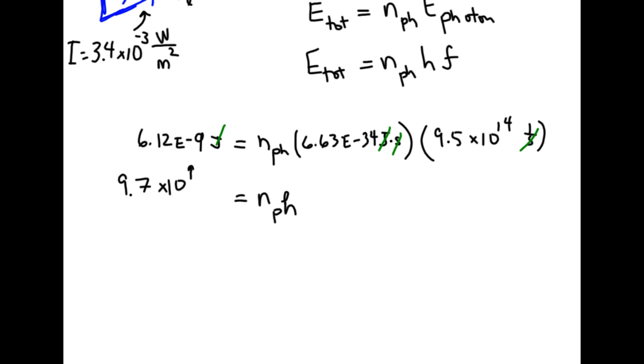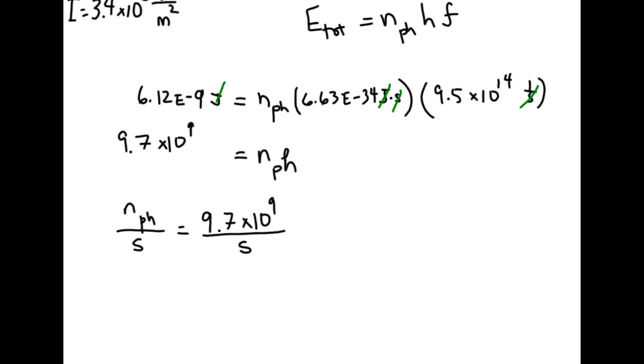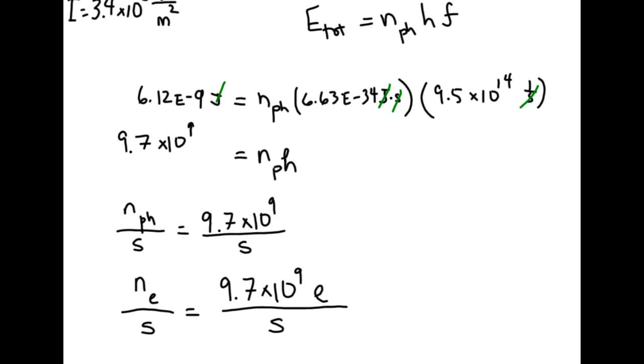So in each second, that's how much energy, we plugged in the energy released per second. So the number of photons released per second is exactly this, 9.7 times 10 to the 9 per second. And now, because we know that this is equal to the number of electrons released per second, we can simply rewrite: the number of electrons released per second is 9.7 times 10 to the 9 e per second. Okay, I've added an e.